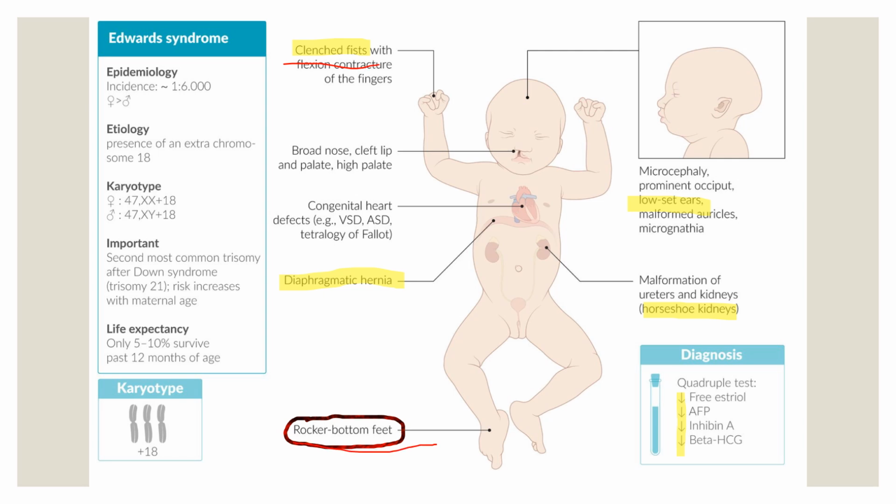There is rocker bottom feet. There is horseshoe kidney also with Turner. You can see that. And in a quadruple test, all of this is reduced. In Downs, what happens? In Downs, 2 of them are increased. What are increased in Downs? You have raised inhibin and raised beta HCG. The others are decreased in Downs also. Okay, AFP is decreased in Downs.